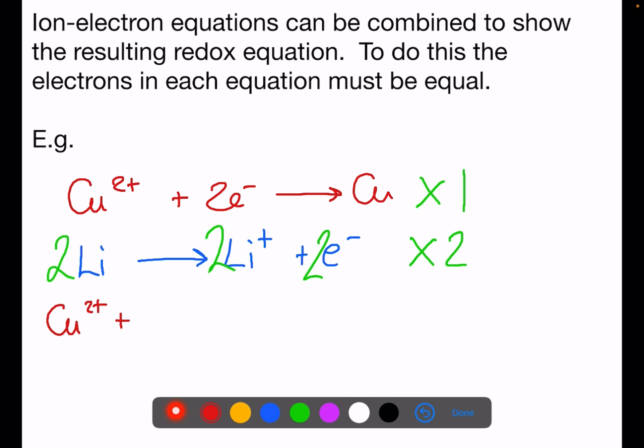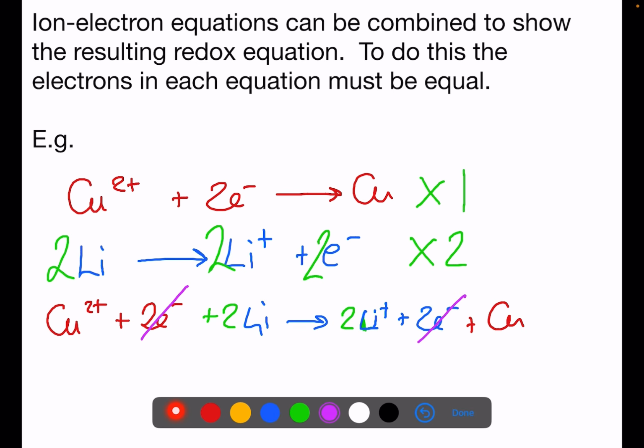So Cu2+ plus 2 electrons plus 2 lithium atoms to become 2 lithium ions, 2 electrons, plus Cu. We're now going to cancel the electrons because they're the same on either side and rewrite out the equation. We have Cu2+ plus 2 Li to give 2 Li+ plus Cu.